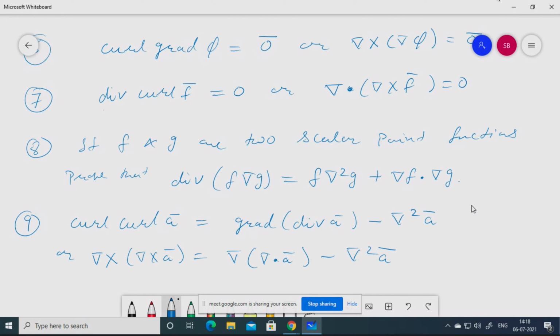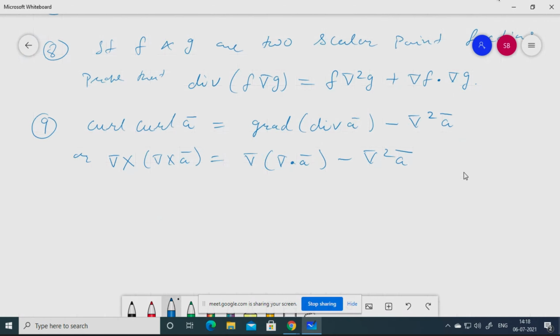So gradient of divergence of A bar, or the same thing I can write as curl of curl of A bar is equal to gradient of divergence of A bar minus del square A bar. Can I write? Yes, ma'am. Okay, just rewritten this statement there. Okay, will you be able to prove them? Try it.